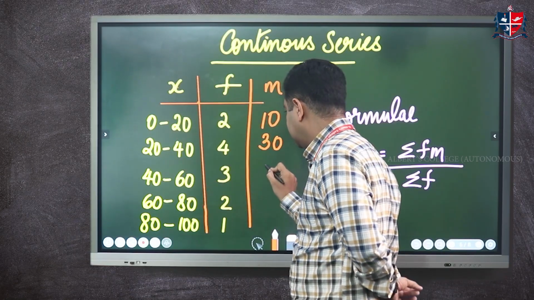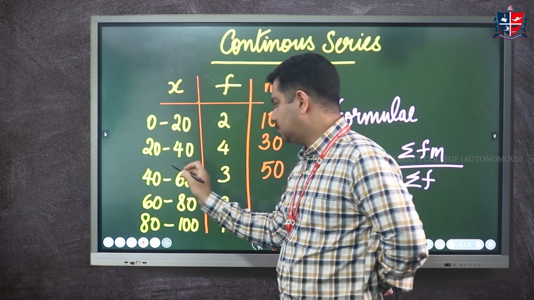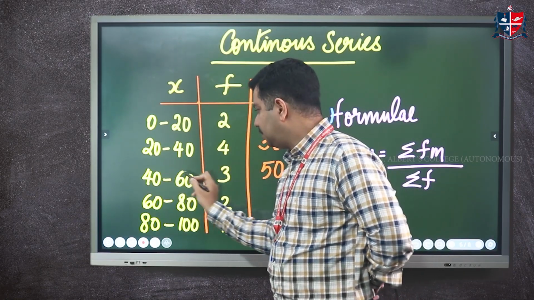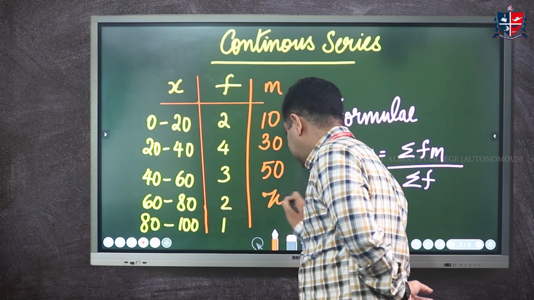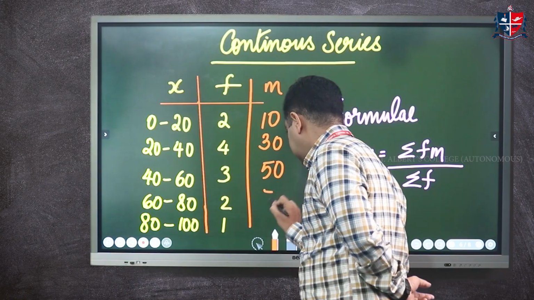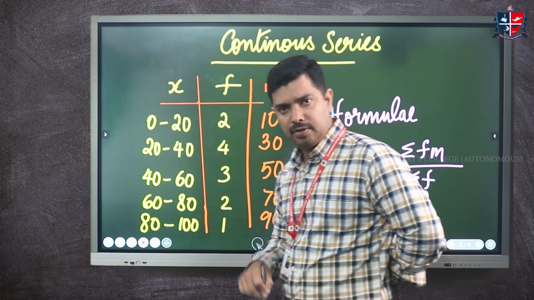40 to 60, 50. Got it? 40, 50, then comes 60, right? So that's the midpoint. Or else, 40 plus 60, that is 100, divided by 2. 60 to 80 is 70. And 80 to 100 is 90. I hope you understand this.